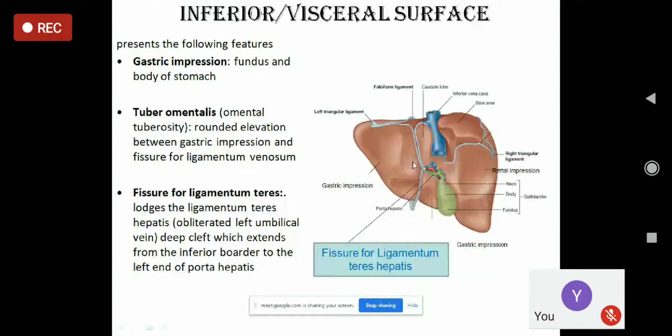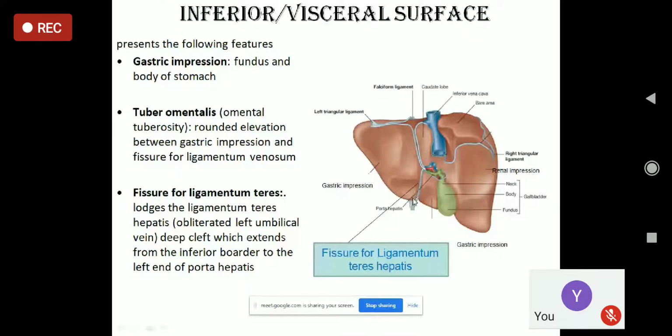This is the tuber omentale. After that, you'll see the fissure for the ligamentum teres. This is the fissure for the ligamentum teres. It lodges the ligamentum teres hepatis. Okay, ligamentum teres hepatis. What have you studied in the lower limb? Ligamentum teres femoris. So here is ligamentum teres hepatis.